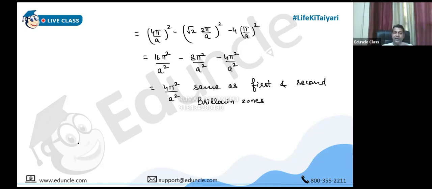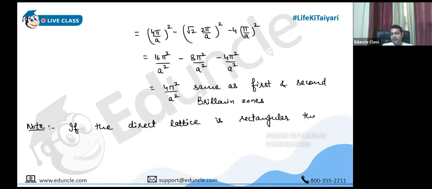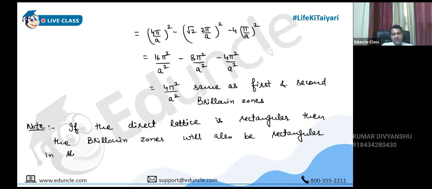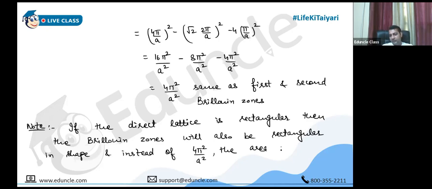Now, note, if the direct lattice is rectangular, then the Brillouin zones will also be rectangular in shape. And instead of 4 pi square by a square, the area would be 4 pi square by ab, with a and b as sides of direct lattice. I think it is clear now.